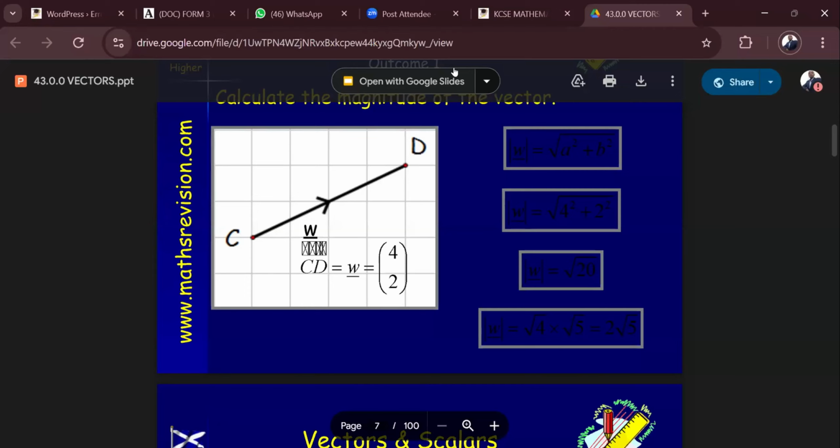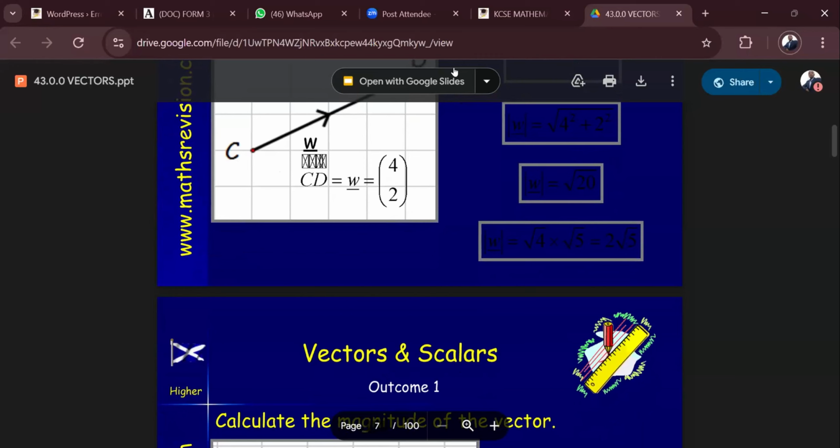It will be 3 minus 1, 2; 4 minus 2, 2. So it will be 2, 2. Getting the magnitude or modulus, it is the square root of 2 squared plus 2 squared. 2 squared is 4, plus 4, 8, so the square root of 8. It will be root 8.